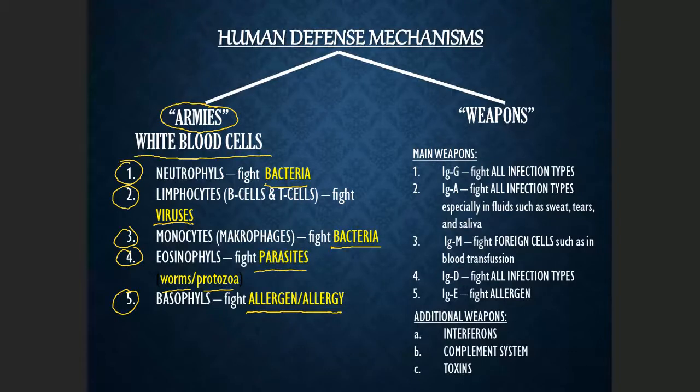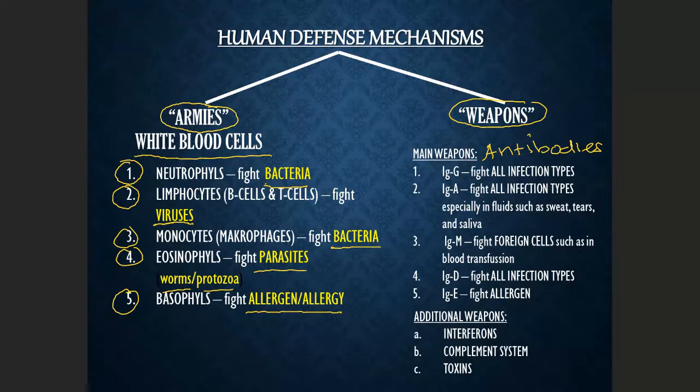In addition to the army, in our body, we also produce the weapon. So remember, the weapon is actually produced by this army. There are some armies that produce special weapons. Okay. The main weapon is called the antibody. So the antibodies are actually the main weapons in our body.